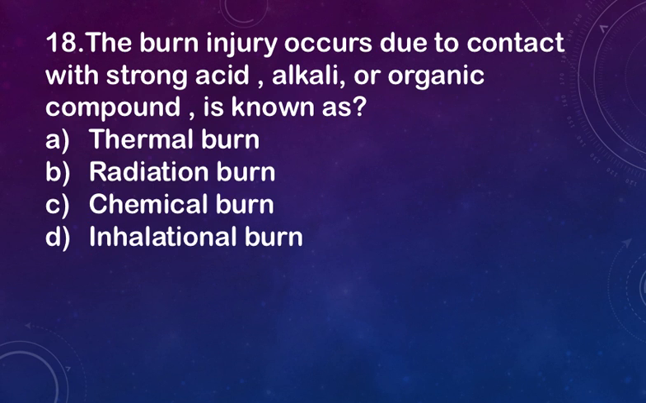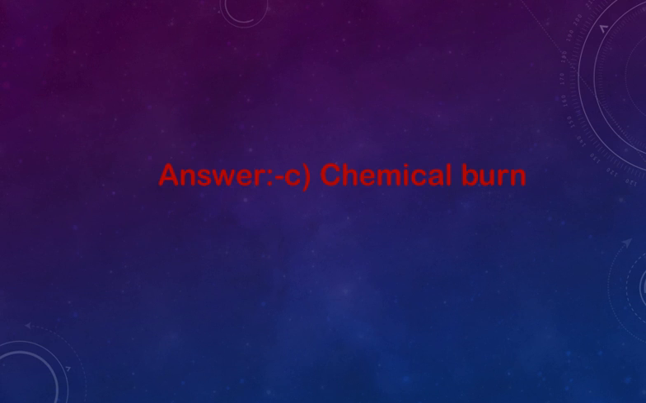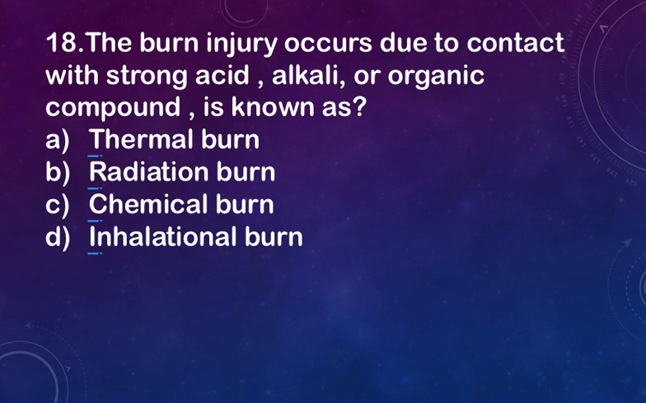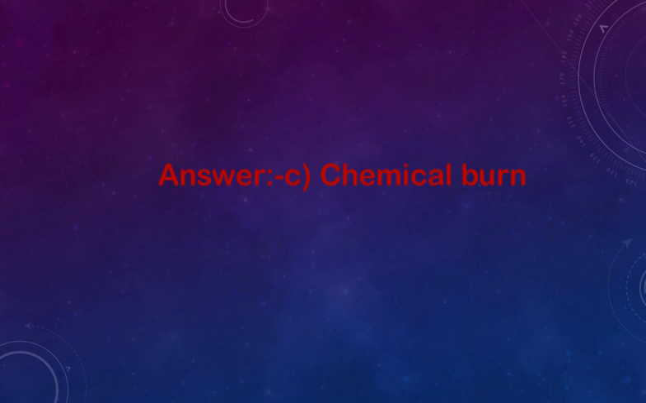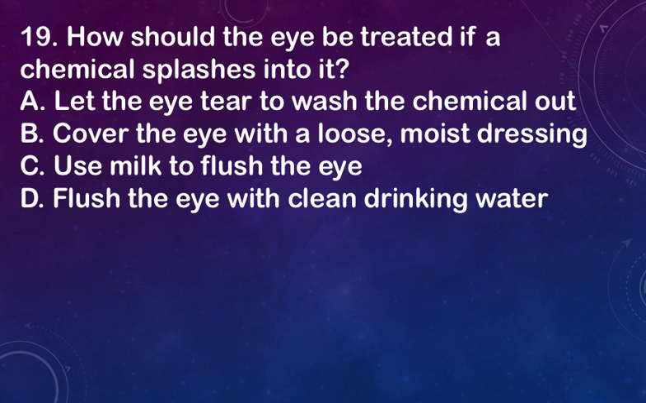Next question, question number 18. The burn injury that occurs due to contact with strong acid, alkali, or organic compound is known as option A, thermal burn, B, radiation burn, C, chemical burn, and D, inhalation burn. Right answer is C, chemical burn. So the burn injury that occurs due to contact with a strong acid, alkali, or organic compound is known as chemical burn injury.